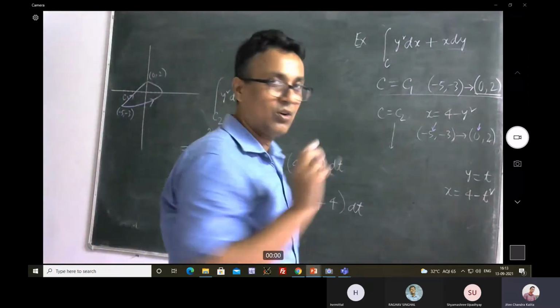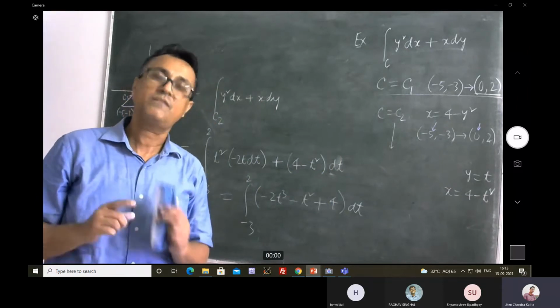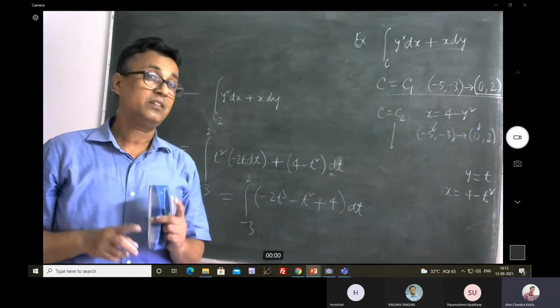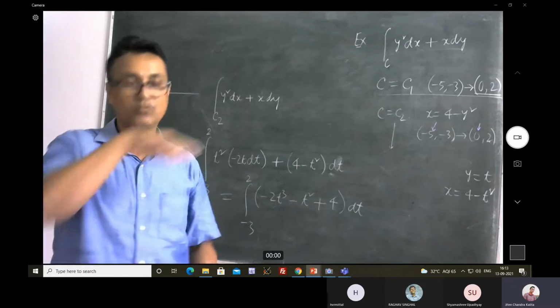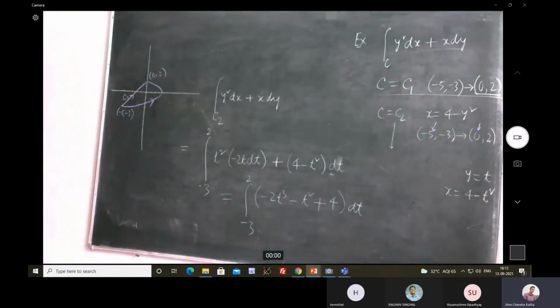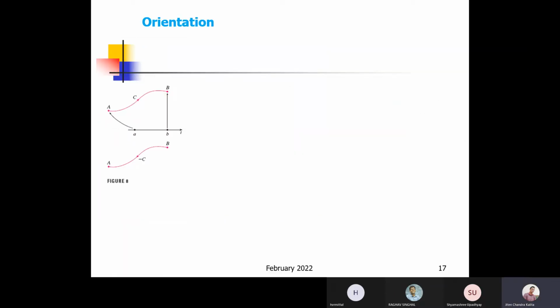Now let us see how the orientation of the curve affects the value of the line integral, when you consider the line integral with respect to arc length and then the line integral with respect to x and y. I am simply going to read it out and then explain it to you. Firstly, I am considering a curve AB, and suppose it can be parameterized.